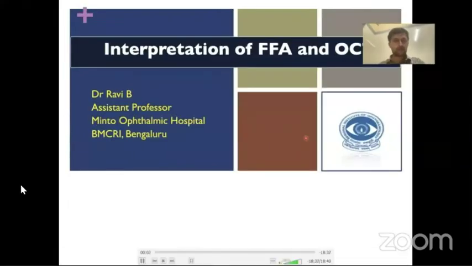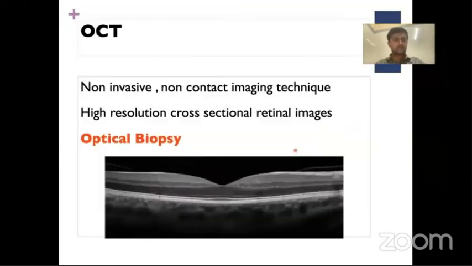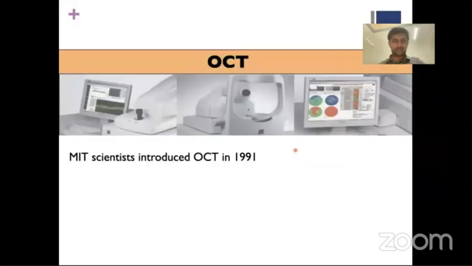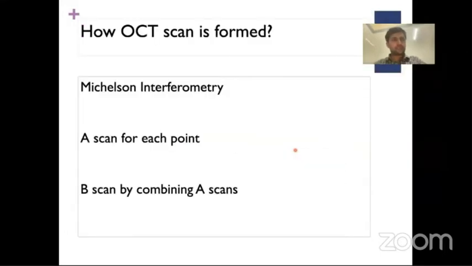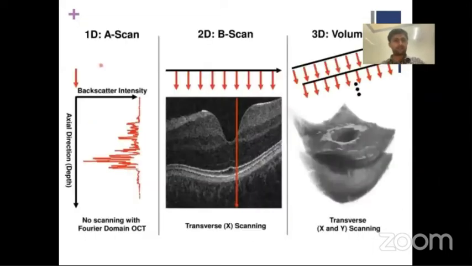Good afternoon. I'll be talking about interpretation of FFA and OCT. OCT is a non-invasive, non-contact imaging technique which gives us high-resolution cross-sectional retinal images, which is nothing but an optical biopsy. It started in 1991, based on the principle of low coherence interferometry, where multiple A scans are taken and combined to give a B scan image.